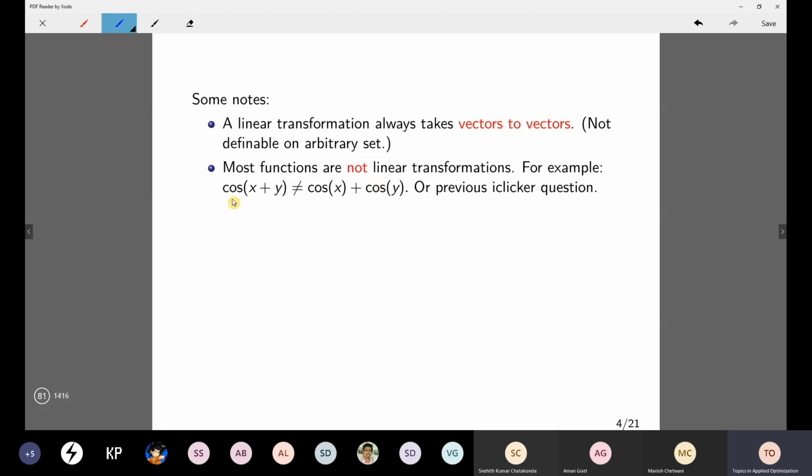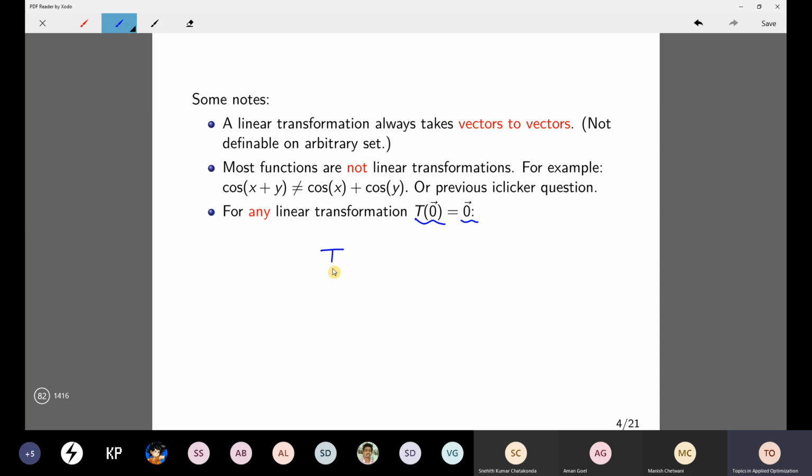For example, if you see the cos function, then cos of x plus y is not equal to cos x plus cos y. If cos was a linear transform, it must have been equal, but we know that this is not the case. For any linear transformation, T of 0 should be 0. T of 0 must always be 0.